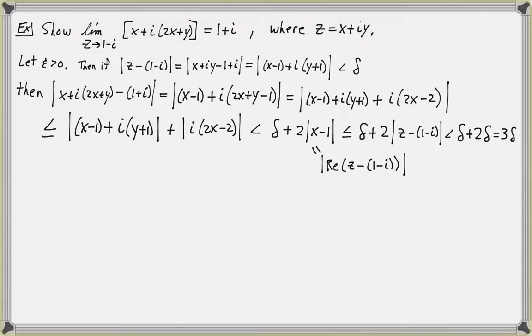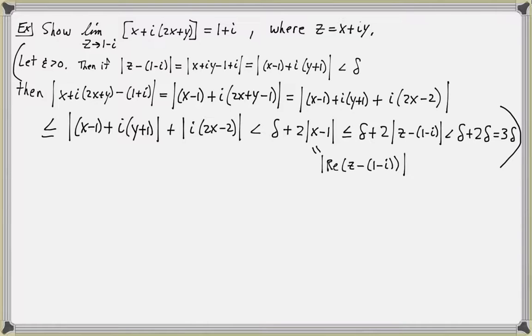So we see we started off with this quantity here, and we found that this quantity will be less than the quantity 3 delta, and so therefore if we choose delta equal to epsilon over 3, we'll have that this quantity is less than epsilon, which is what we wanted. So this is all kind of like scratch work leading to the final proof. So let's think of this as scratch work.